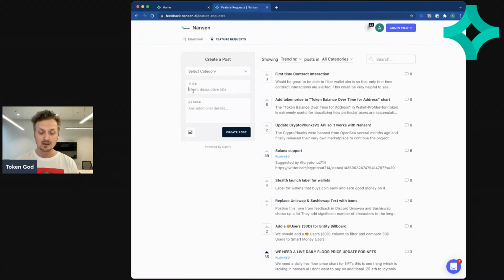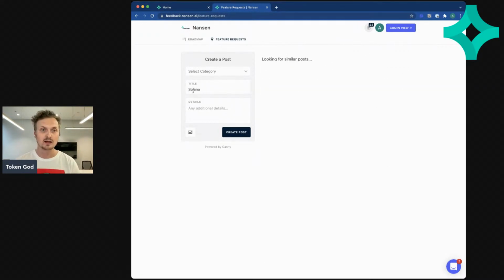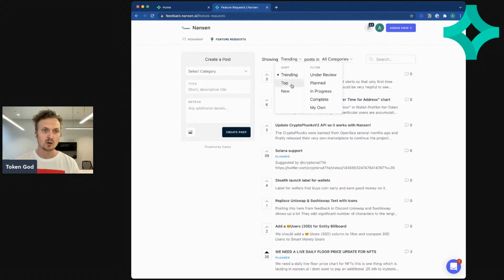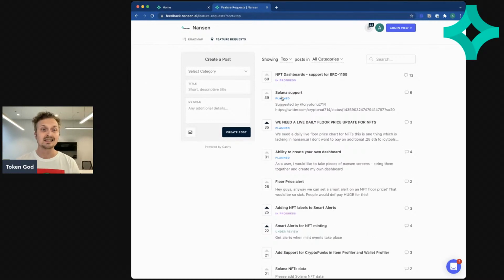So let's say I wanted Solana support. I might write Solana, and boom, actually it searches for me here on the side, where I can see that someone already asked for Solana support, and it has 39 upvotes, which is quite high. In fact, I think if I look for the top posts, Solana support is actually the second highest, most requested feature from our users. And so that's one of the reasons why we're going to add Solana support. In terms of a timeline, we're shooting for Q1, so early next year.